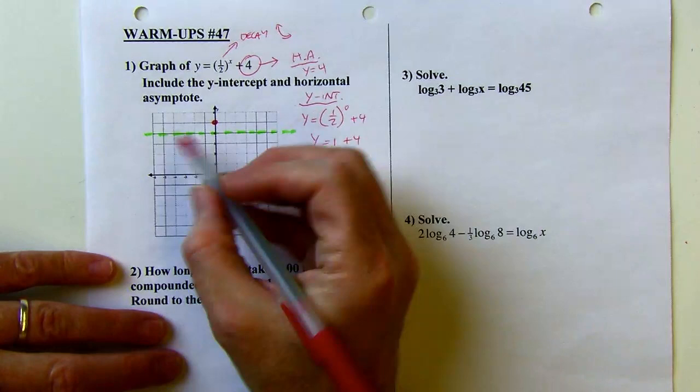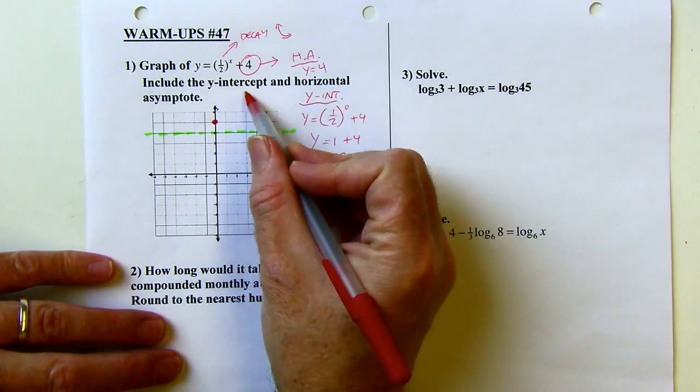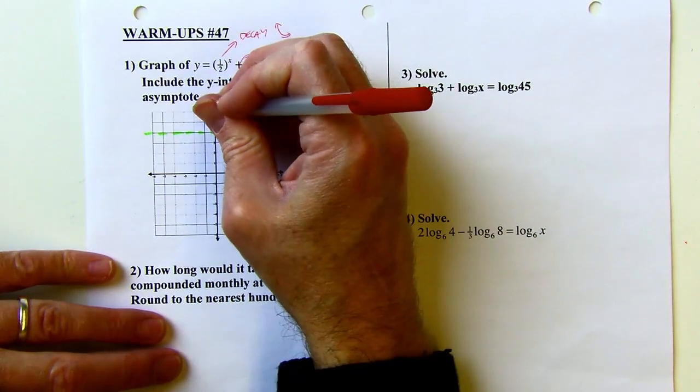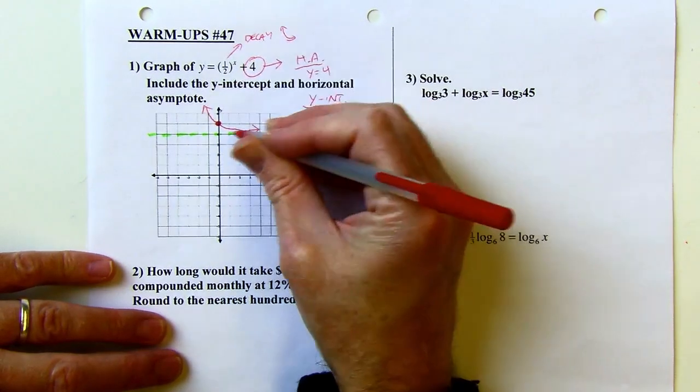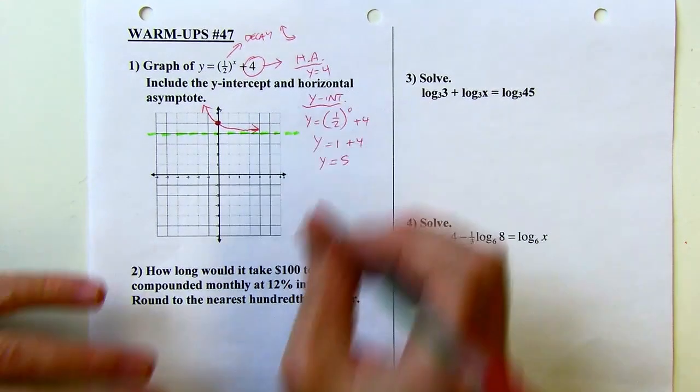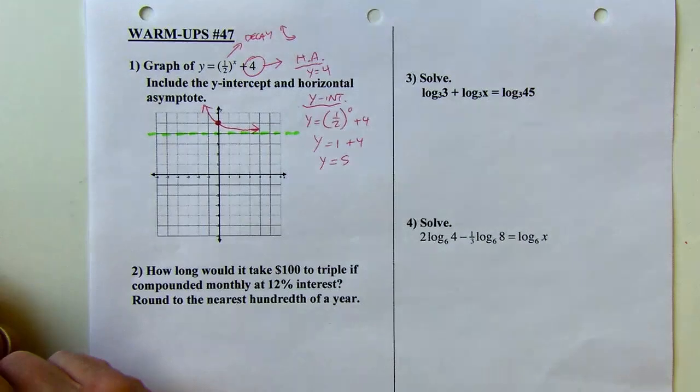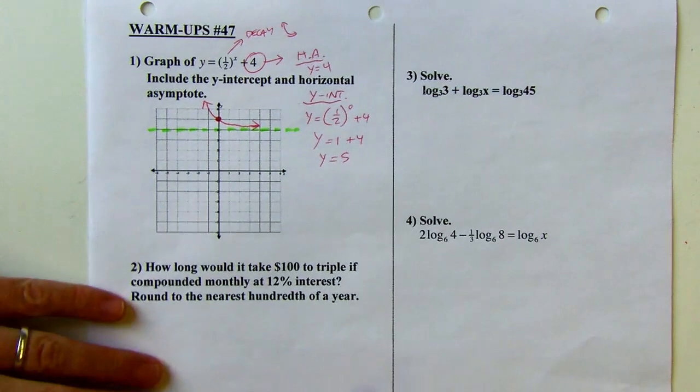Okay, and then if it was growth, I'd do an uphill thing, but hey, this one's decay, so I want it to be going something like this, downhill from left to right. It's going to be approaching that asymptote, but I'll never cross it as it goes to the right. Okay, so there's the first one.